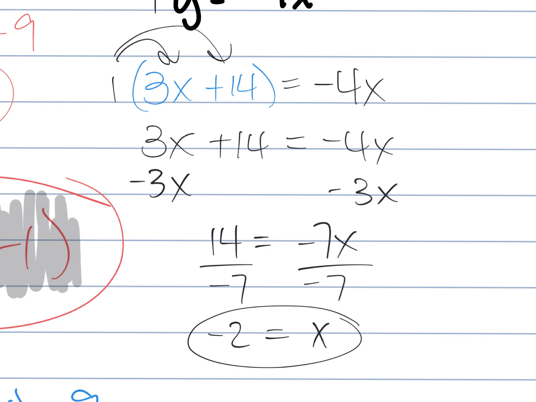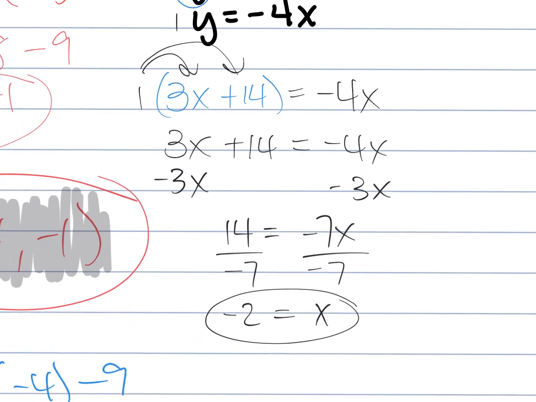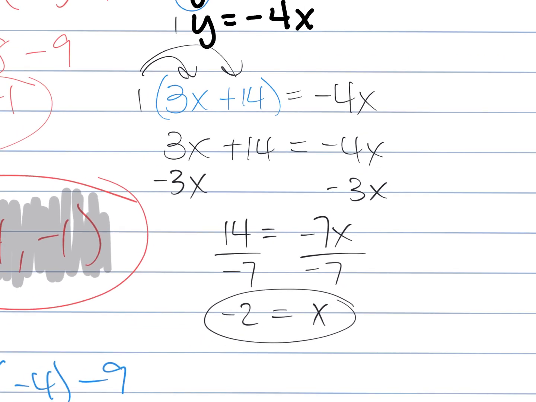I personally would have moved the x's to the left because I'm just that kind of person. I like to have my variables on the left. So I would have added 4x and subtracted the 14 over, but this is also an okay way to do it. Are there any questions on getting x equals negative 2? Give it up for Sophia.